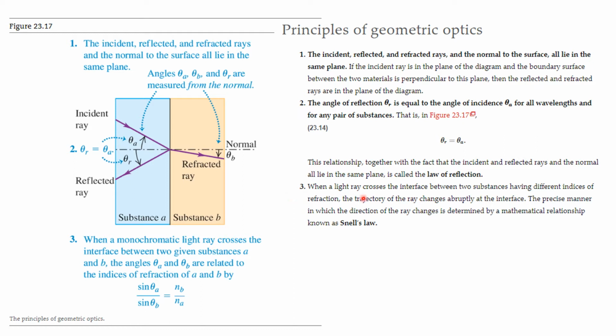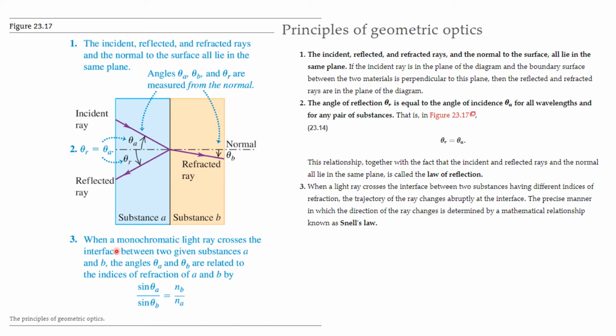When a light ray crosses the interface, the boundary, between two substances having different indices of refraction, that means they're different tissues in ultrasound, the trajectory of the ray changes abruptly at the interface. So you see it was going along this direction and it changes abruptly at the interface. The precise manner in which the direction of the ray changes is determined by a mathematical relationship called Snell's law.